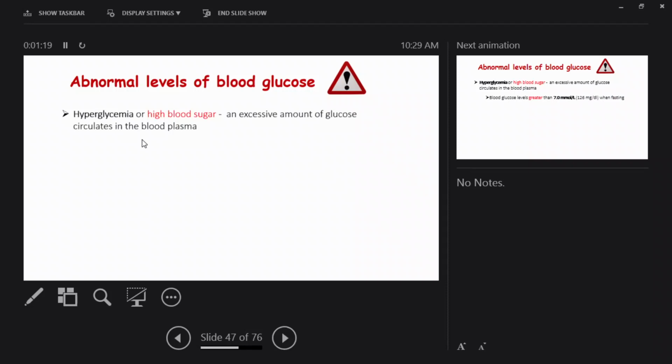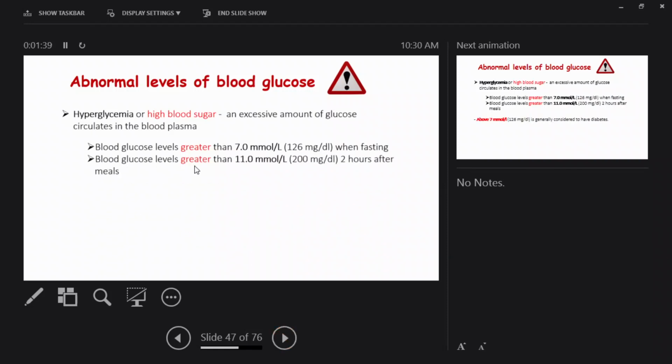Hyperglycemia, or high blood sugar. High blood sugar is an excessive amount of glucose circulating in the blood plasma. A blood glucose level greater than 7 when fasting is the borderline. We want, you remember, below 7 at most. A blood glucose level greater than 11 two hours after meals. Above 7 millimole per liter is generally considered to have diabetes.